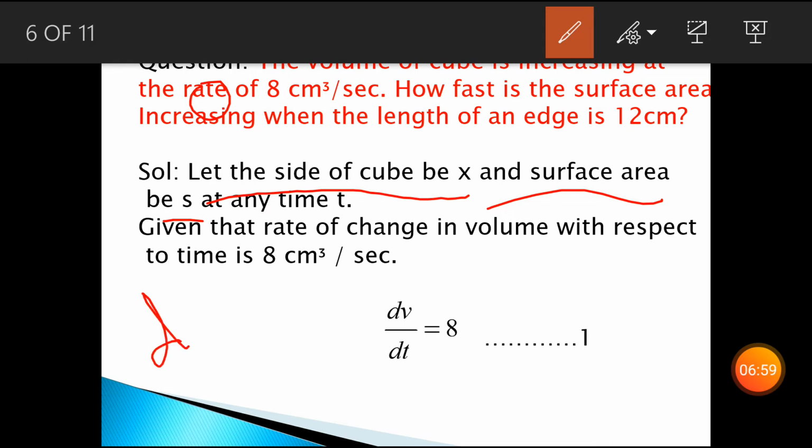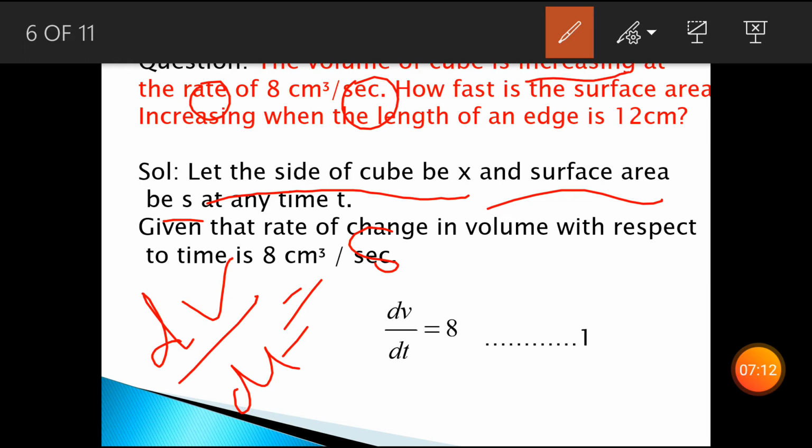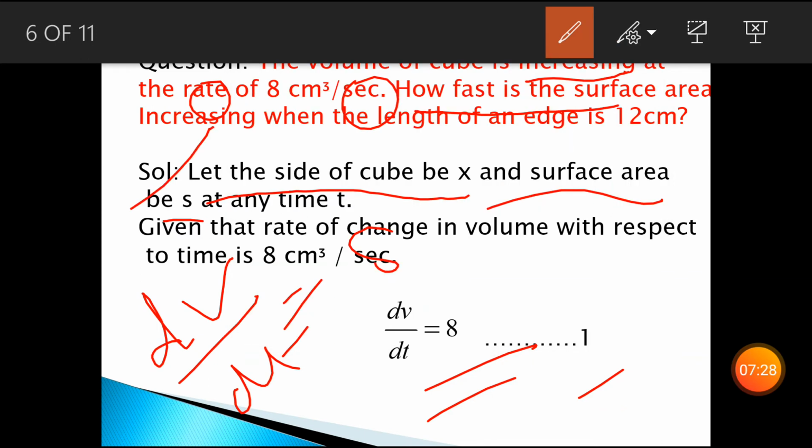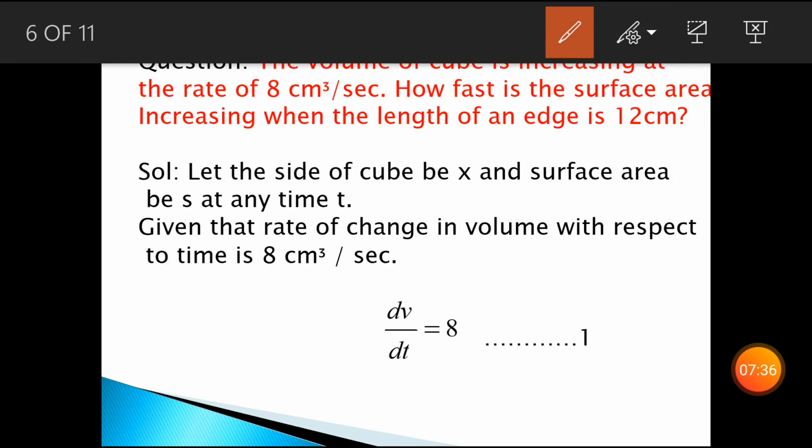So rate means dV, and with respect to time, because here it is written second, so dV over dt is nothing but 8. Why am I writing 8 positive? Because here it is given, it is increasing. Increasing means we are going to write positive 8. Okay, so this is our equation 1. Now what are they saying? How fast is the surface area increasing? That we are going to use later. So first of all, just see what we are going to do. First of all, complete your let statement and then write whatever is given and use that. Okay, now you see what is the next step.